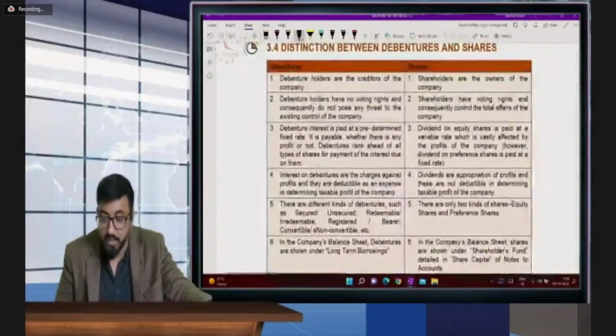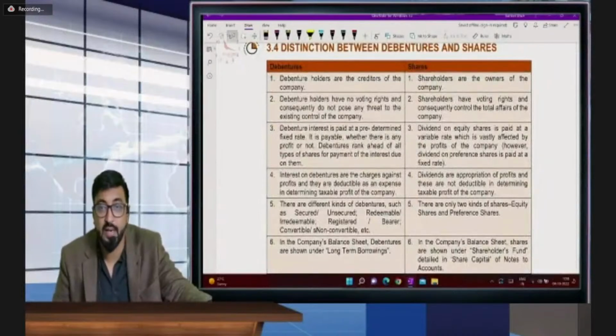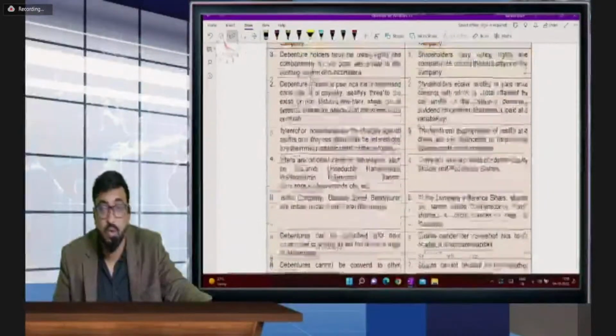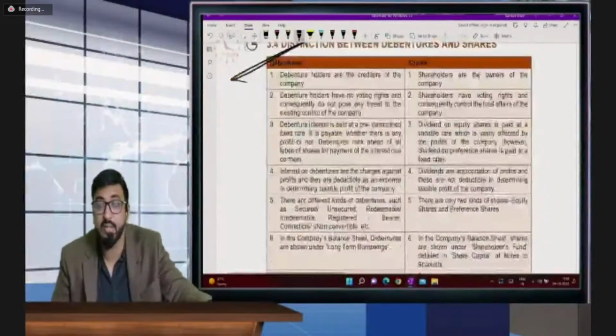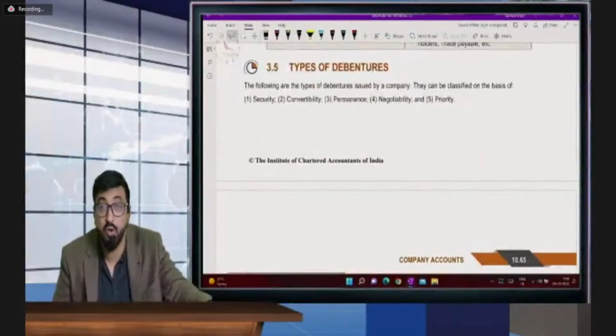Okay. Debentures and shares, you already understood. Debentures are creditors of the company and shareholders are owners of the company. So I already told you this difference. Now you can read it. I think in company law also you have covered all these things.